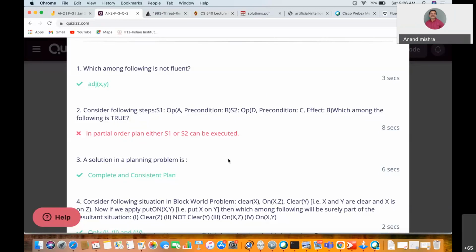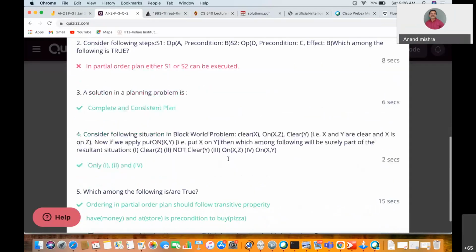A solution in planning is obviously, as I discussed, a complete and consistent plan. This is a blocks world problem. I hope the answer is 1, 2, and 4, right? Because on(x,z) will not be true. After doing all these operations, x will not be on z, so this will be false because we are doing something differently.